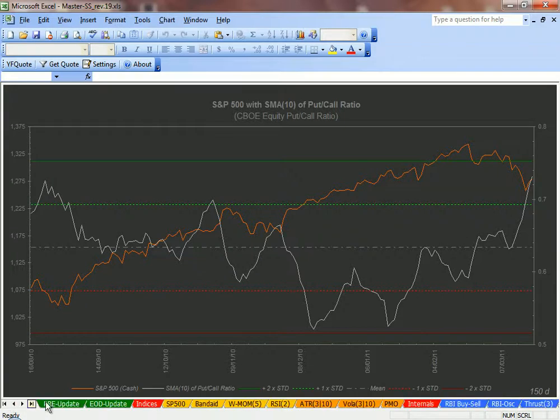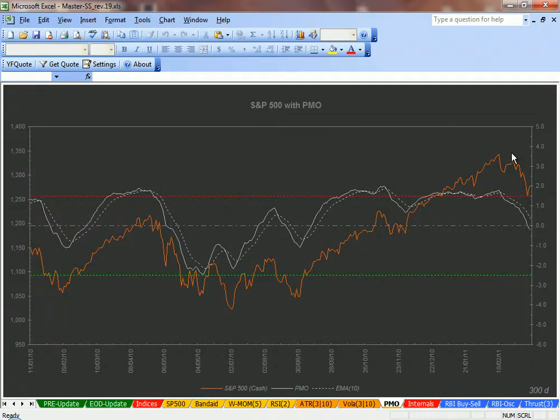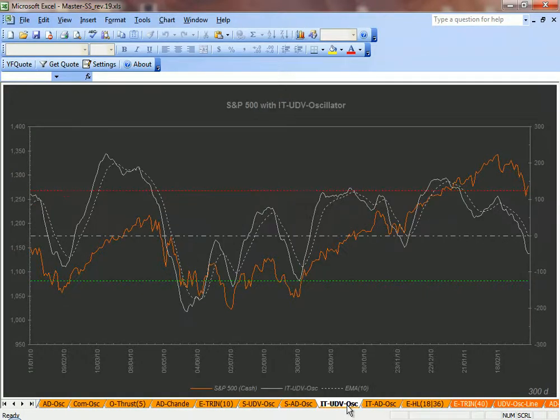We'll go to the intermediate term indicators here real quick. As far as that, they're still not in good shape. They've topped ahead of the prices and rolled over. It's my positive momentum oscillator. Go through a few others here. This is an intermediate term up-down volume oscillator. It didn't confirm the high and is still in a downtrend.